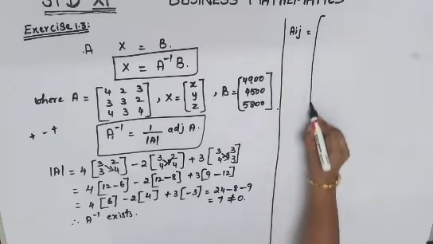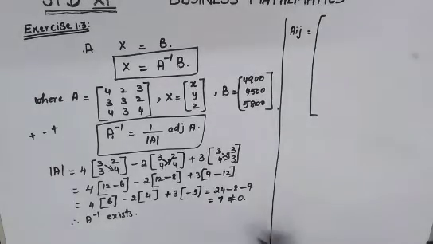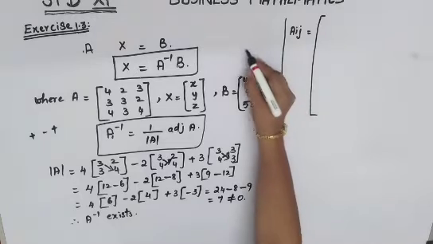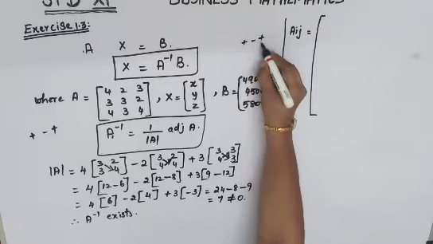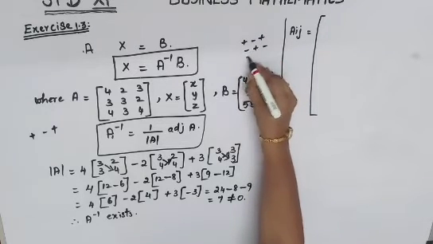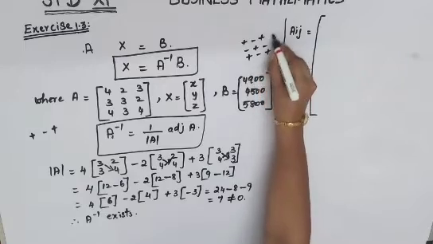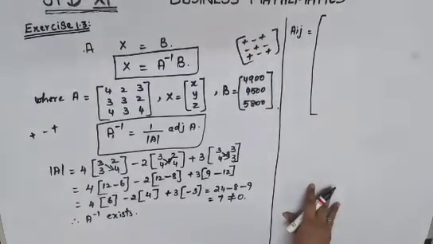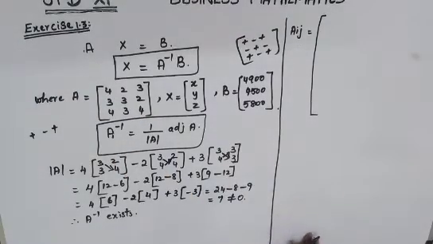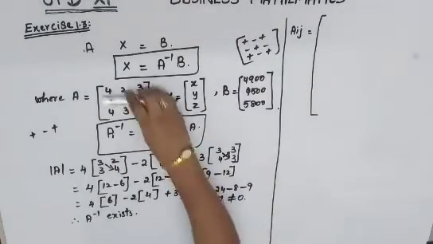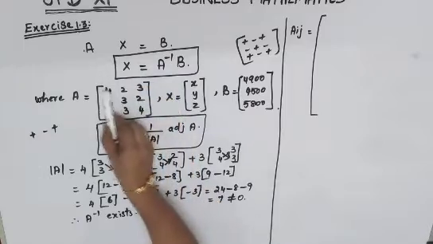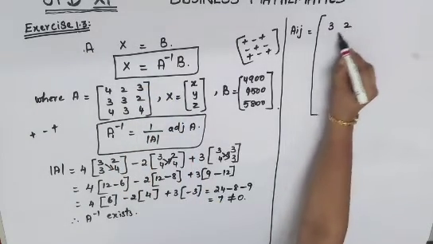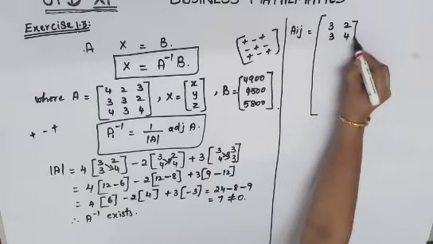You have to find Aij, that is the cofactor. Just put a big bracket. For A, from A you will have to find it. Before that you need your format over there. So just write the format here: plus minus plus, minus plus minus, plus minus and plus. This format you will have to use for your cofactor. So here 4 is there, so the minor of 4 we will have to find. Removing the row and the column, we will get 3, 2, 3, 4.